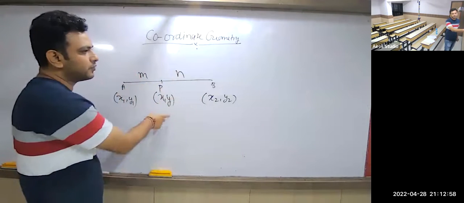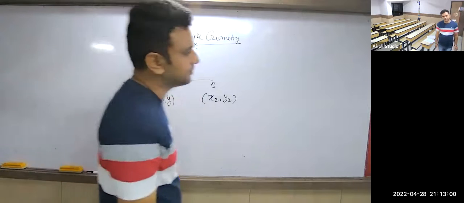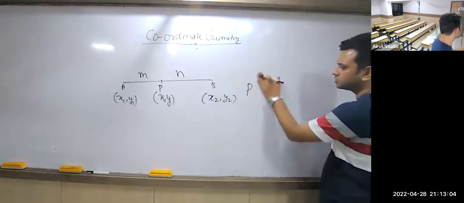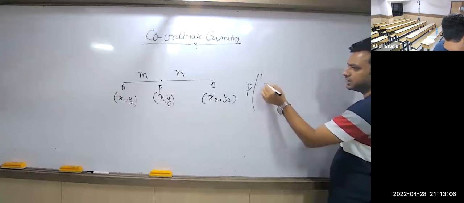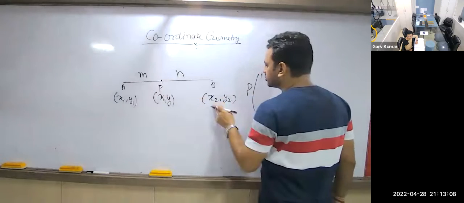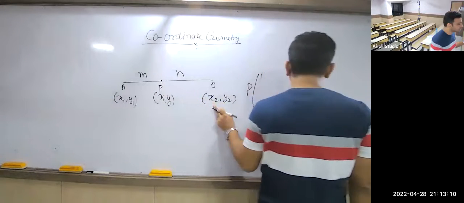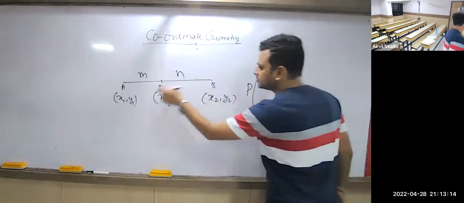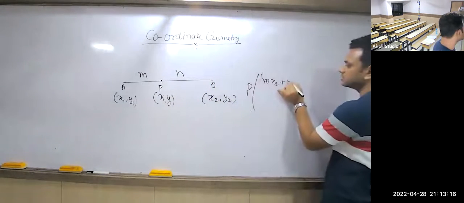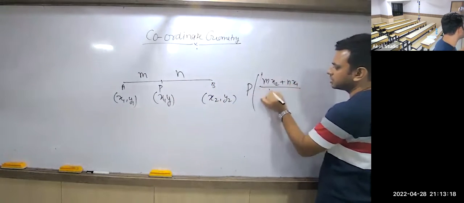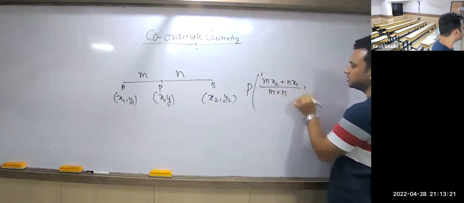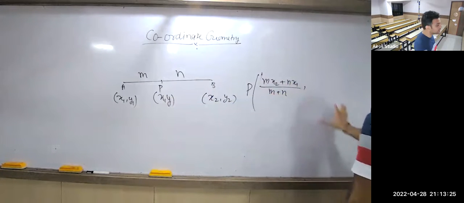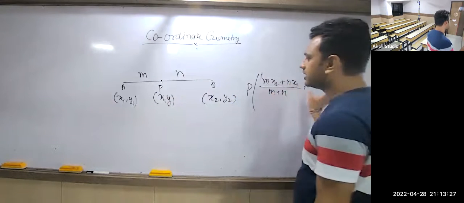We have to find the coordinates of P. For this we have the section formula. P will be equal to m times the opposite coordinate of x, that means m times x2 plus n times x1, upon the sum of the ratio. Clear? In a similar way, can you tell me what the y coordinate of P will be?